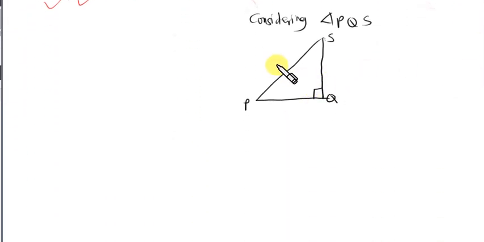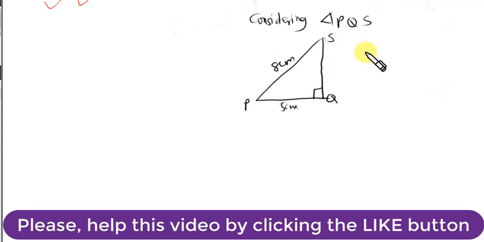Luckily for me, I know the length here, 8 centimeters, and I know the length here, 5 centimeters. So I'll talk about Pythagoras, which deals with only the size. So I'll say, using Pythagoras, we can say that the square of the hypotenuse, that is the square of this, is equal to the sum of the squares of the other two sides. So we have something like that.